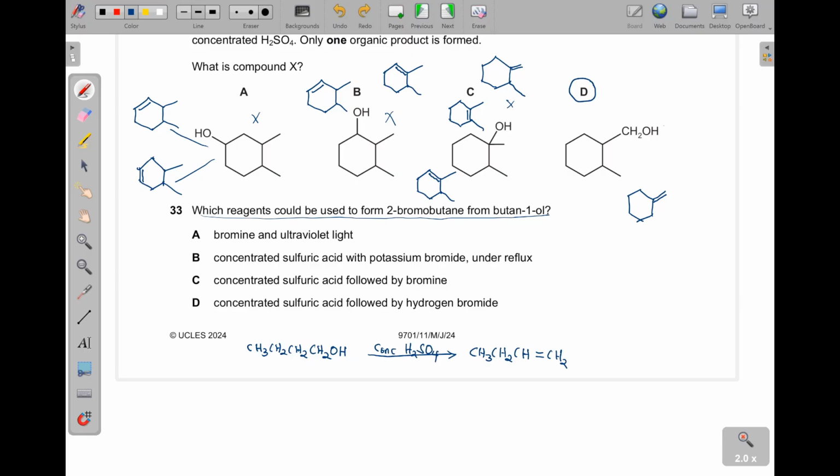Now, from here, if I want 2-bromobutane, I cannot put bromine, because when I put bromine, I'm going to have a bromine here and a bromine here. That will be 1,2-dibromo. You see that? So if I want 2-bromobutane, then I will put HBr, hydrogen bromide, so that a hydrogen attaches to this one. Then you get that carbocation, a stable carbocation here. This one will be plus, then this is CH3CH2. Then the bromine now can come in here.